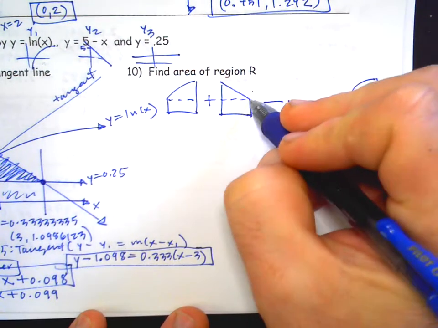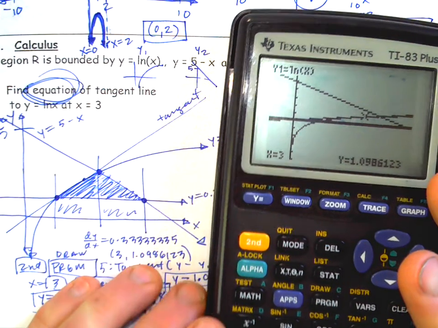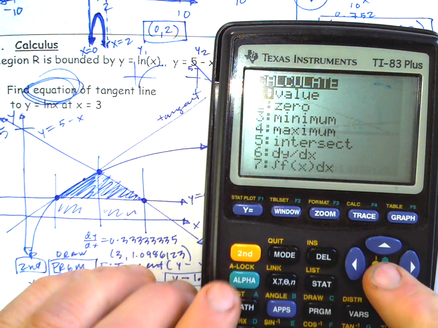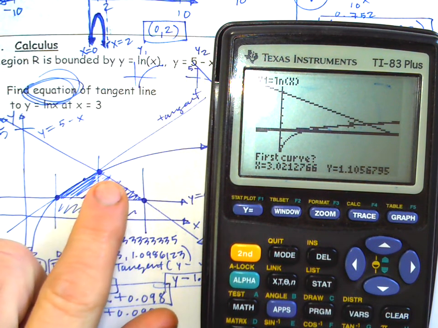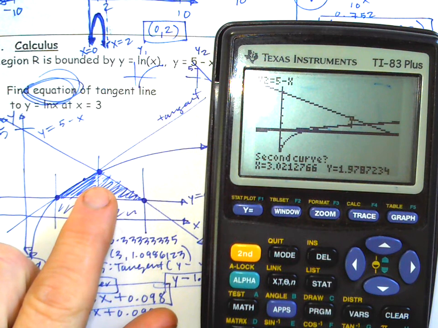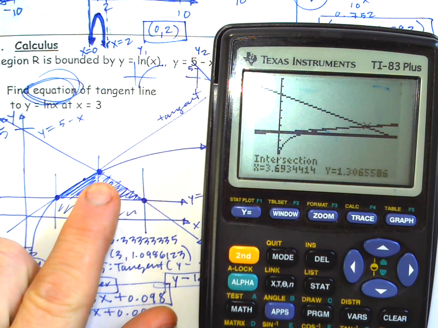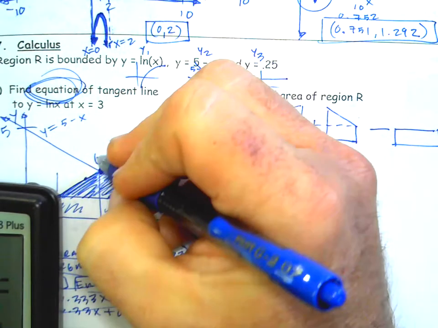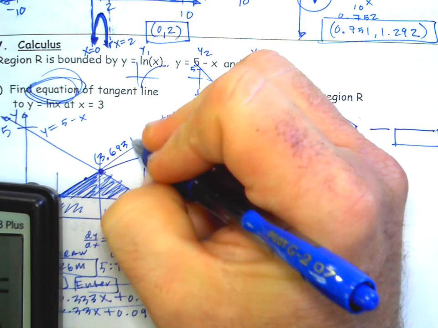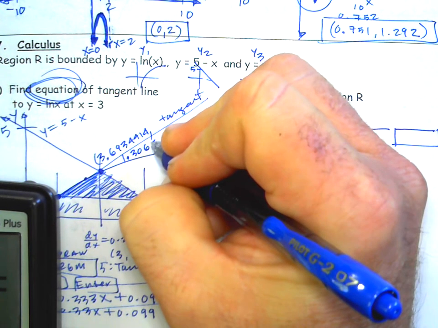But we definitely need all these intersection points. So let's go and find them all and write them on our picture. So second calculate number 5, intersect. Now you've got to figure out which curves you're doing. If I do the natural log curve, and then I do the line like that, hit enter, and I guess I was close enough that I just used the cursor. That's that top one. It's just going to show a blinking dot where it's at. So this is 3.6934414, comma 1.30655586.